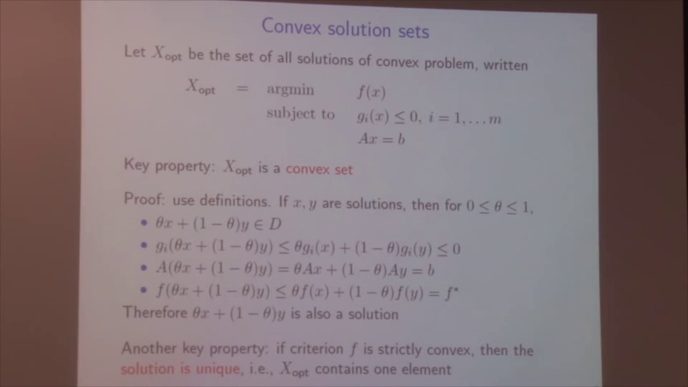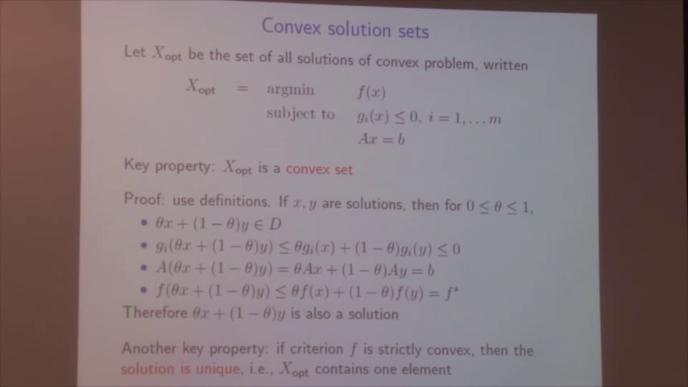So if f is convex, then by the same argument we used for g, we can see that we will still obtain the optimal value, f star, if we input a convex combination of the two solutions we already have. So the other thing to think about is that if f is strictly convex, this is going to be a set of one element. There's going to be only one solution.